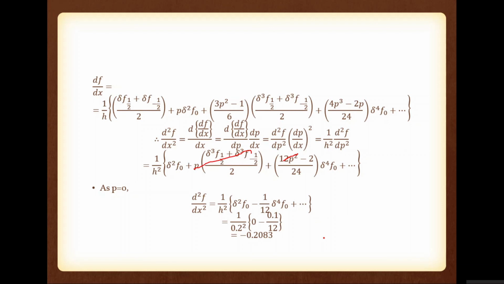It is not just d square f by dx square. d square f by dx square is an analytical function. We are asked to find the numerical value. So you have to write d square f by dx square at x equal to 0.5 is minus 0.2083. So that's the answer.